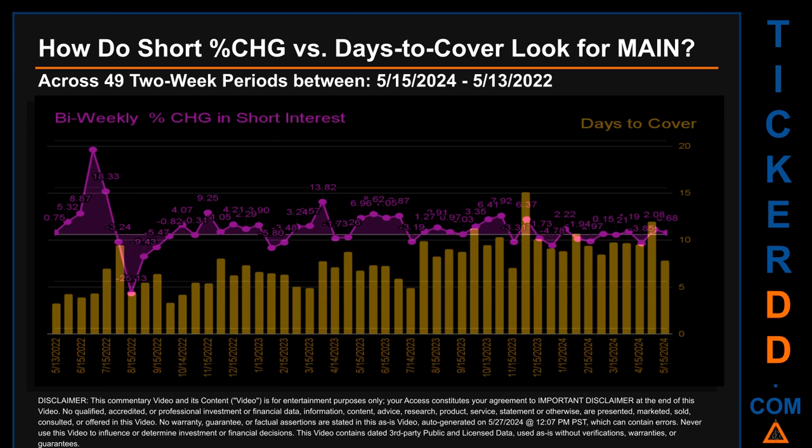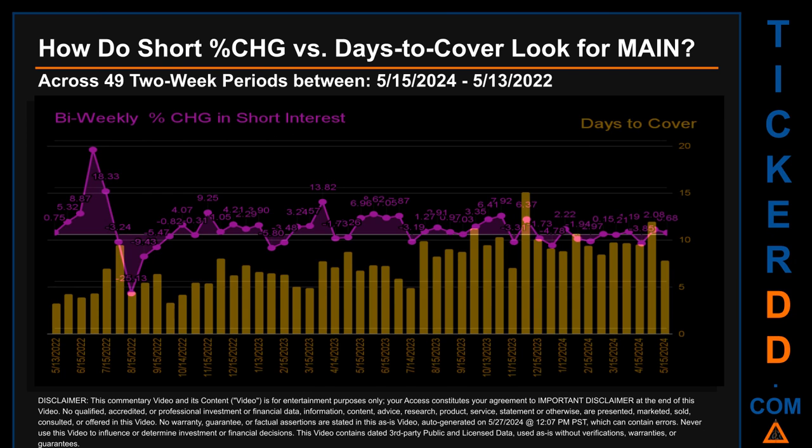Other interesting data points include: the largest percentage increase in short interest was 36.04%. It occurred once on June 30, 2022 settlement date. The largest percentage decrease in short interest found across those 49 two-week snapshots was -25.13%. It occurred once on August 15, 2022 settlement date.